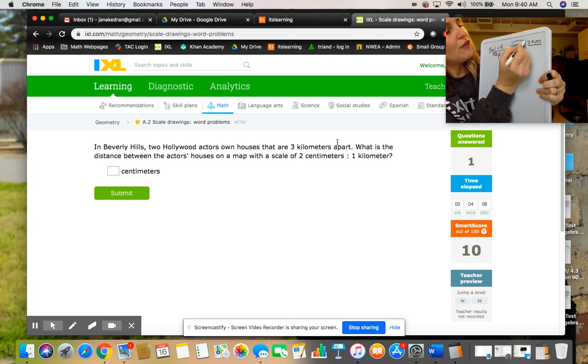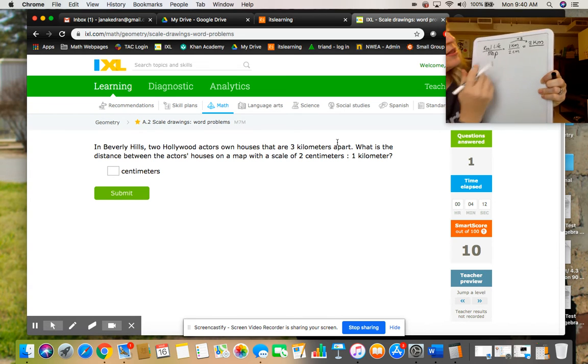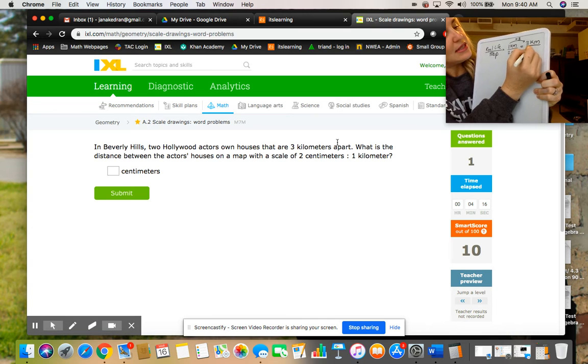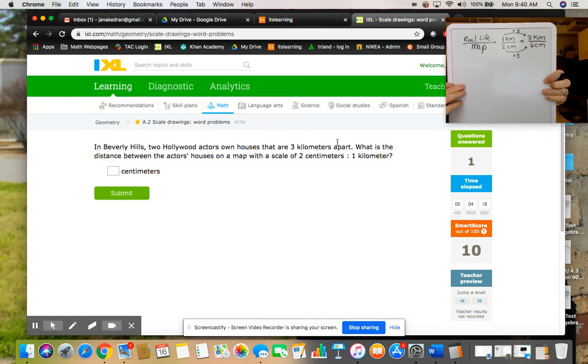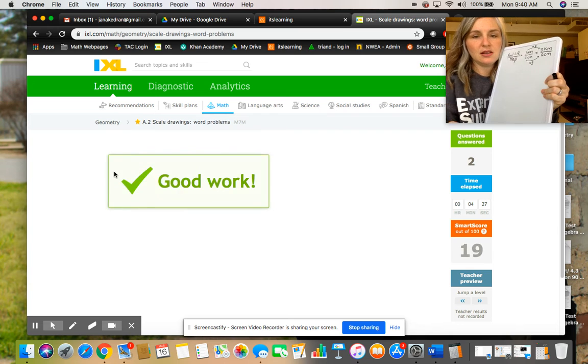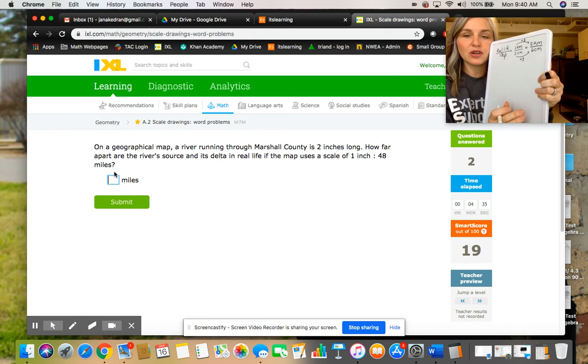So to go from 1 to 3, this time I multiply because I'm getting bigger. So I would multiply times 3, and that would give me 6 centimeters on my map. 6 centimeters on my map, right? So I'll just put 6 right here. So the first part of this, you are just kind of figuring out what's happening with the proportions that they're giving me, and how can I convert that or use the conversion to determine what's missing from the problem.